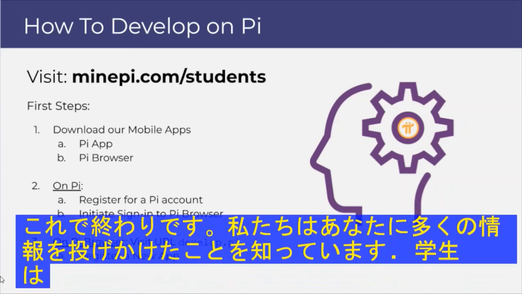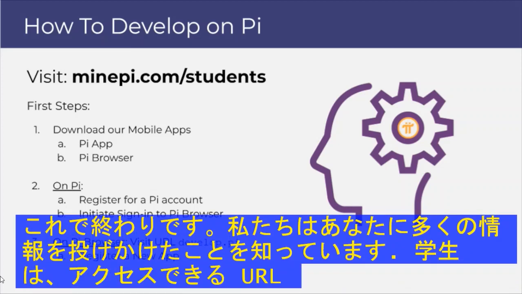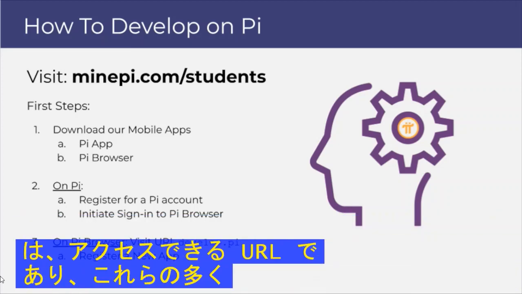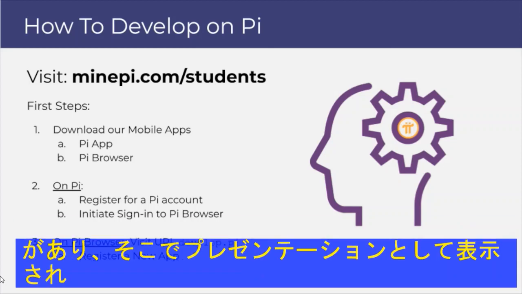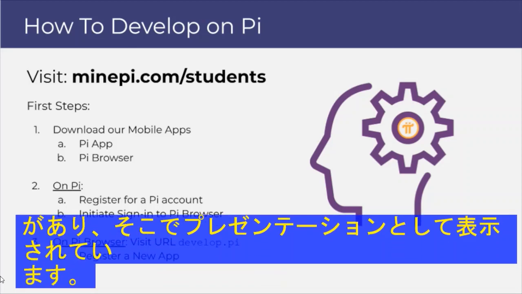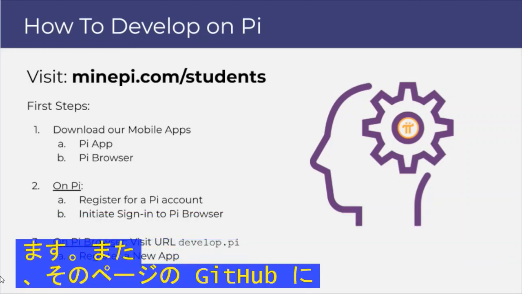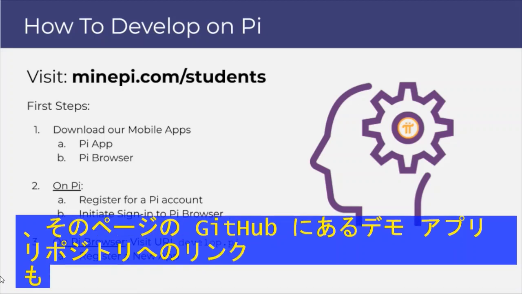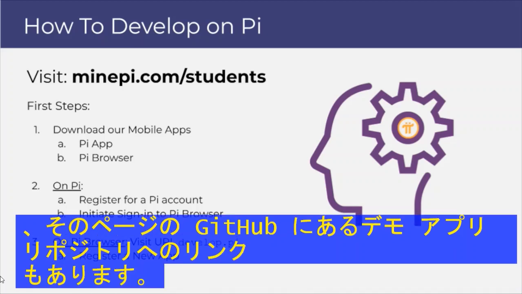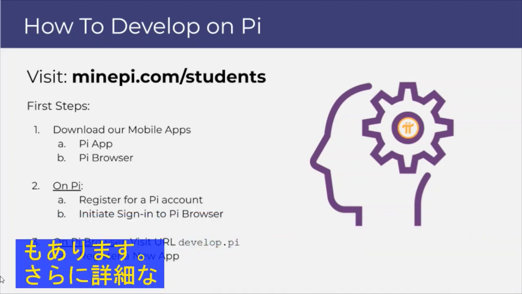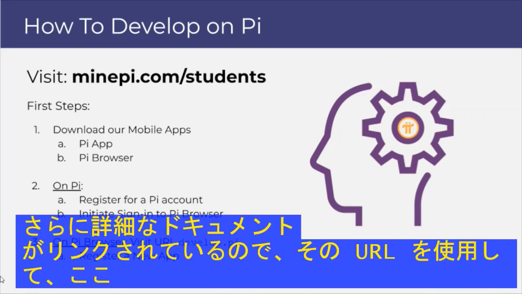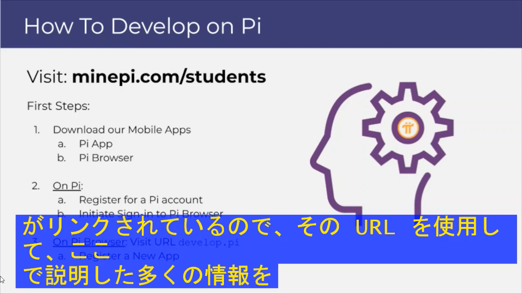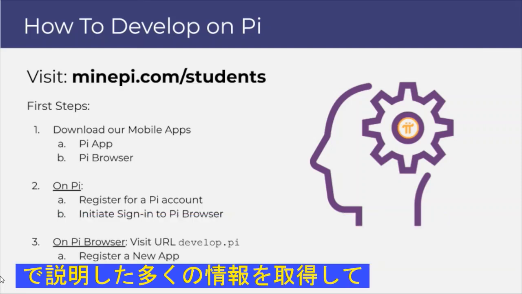mindpi.com/students is the URL that you can visit that has links to a lot of these resources we've either been showing you as the presentations on there. We also have links to our demo app repository, which is on GitHub on that page as well. And then there is some more in-depth documentation there also that is linked. So utilize that URL for obtaining a lot of information that we spoke about here.